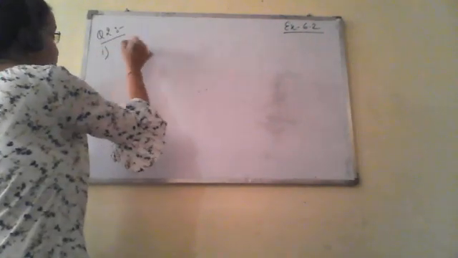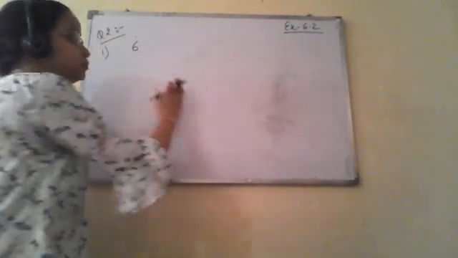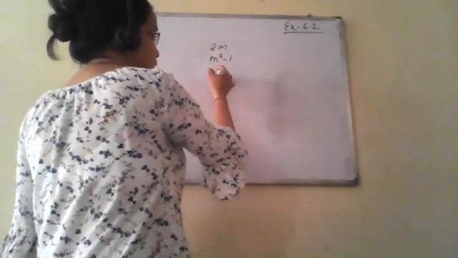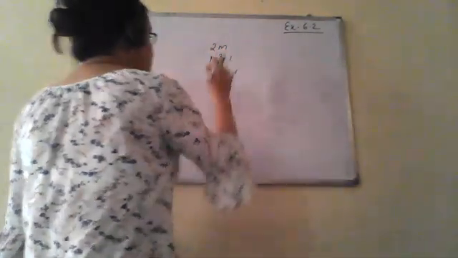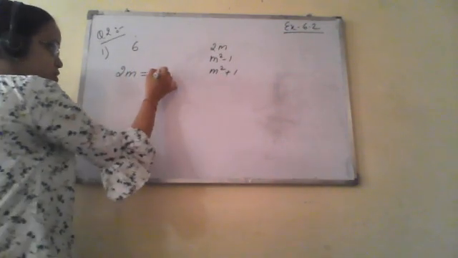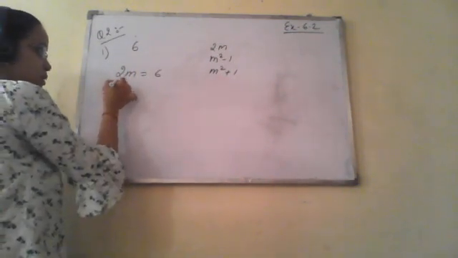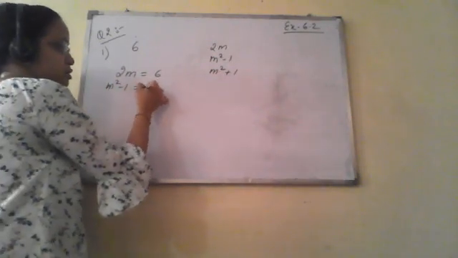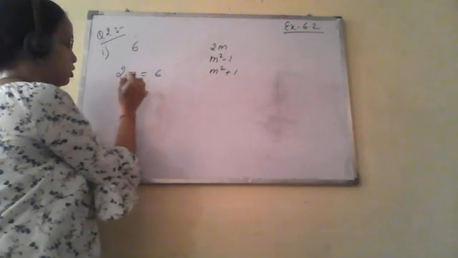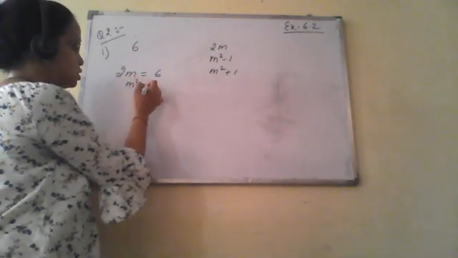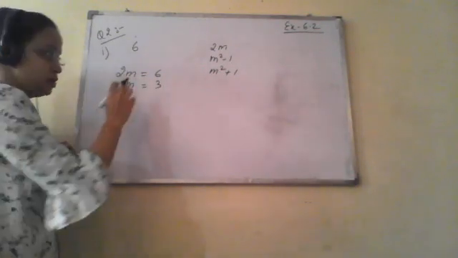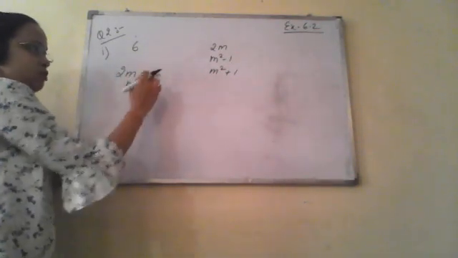So first part is 6. Now we have to find 2m, m square minus 1, m square plus 1. So we'll start with 2m. If we put 2m equals to 6, then m will be 3. Clear? 2m equals to 6, so m will be 3.